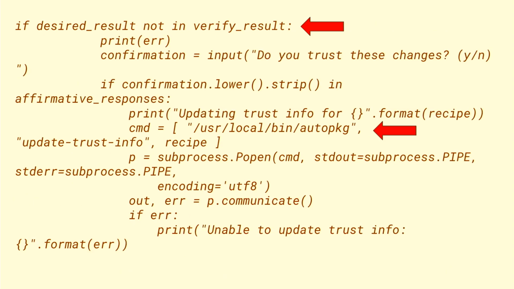And then here you can see that when we answer in the affirmative, it's going to update the trust info for the recipe and automatically run that recipe.